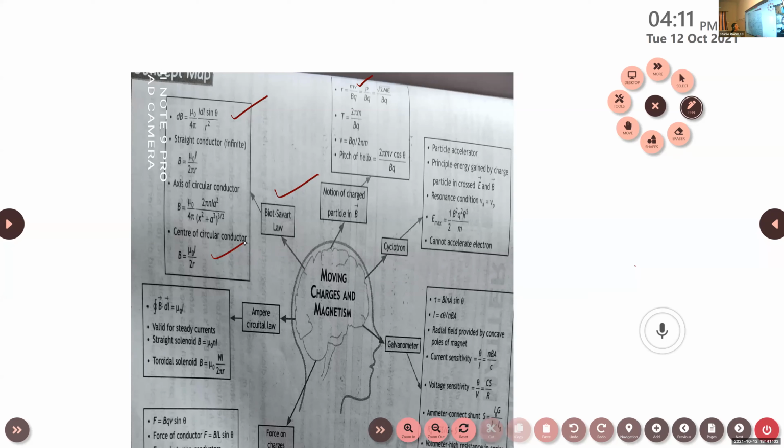And here we have Ampere's circuital law. What does Ampere's circuital law state? It is related to Gauss's law in electric field. What does Ampere's circuital law state?